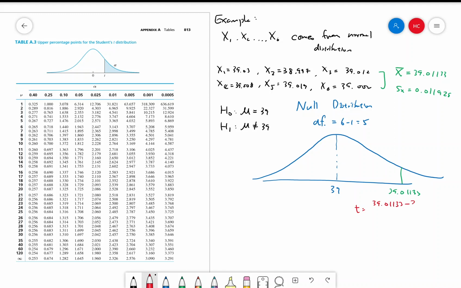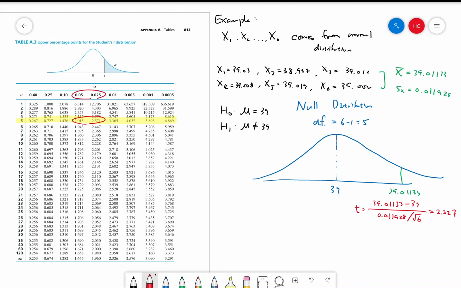So the t-statistic is equal to 39.01133 minus 39 divided by 0.011928 divided by the square root of sample size. So this is equal to 2.327. Because the degree of freedom is 5, we can look at the same row. 2.327 is still between these two numbers.